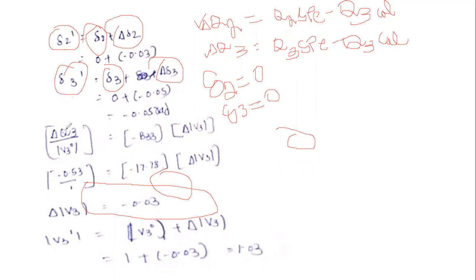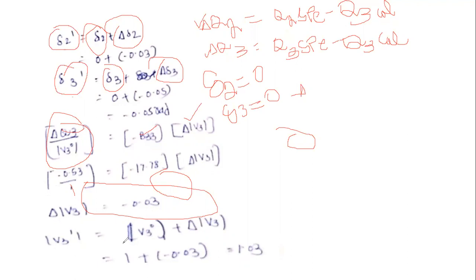Then we calculate the delta Q3 by V3. Delta Q3 by V3 is equal to minus V33 delta V3. We already calculated the delta V3 value and V33, and we calculate the delta Q3, and also V3 power 0 is equal to 1. Then we calculate the delta V3 value. Next we calculate the delta V3 dash.